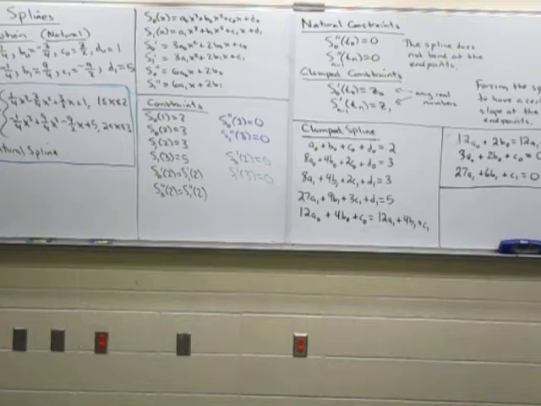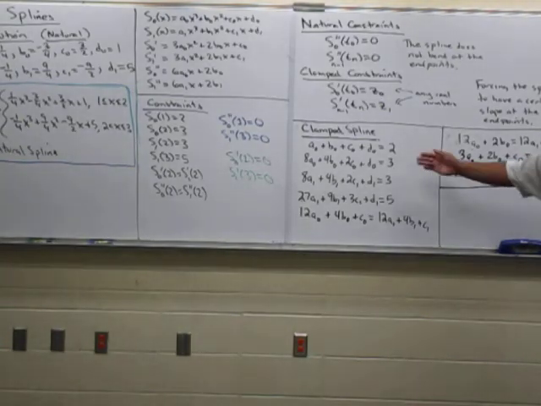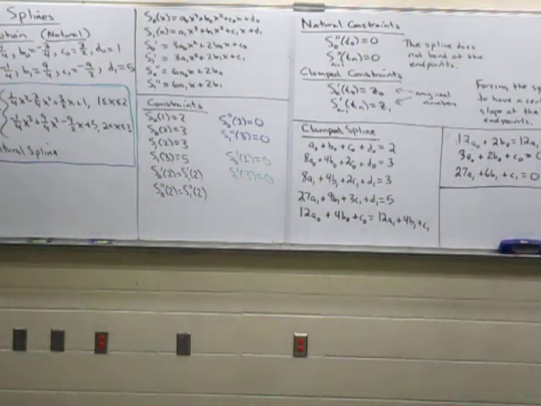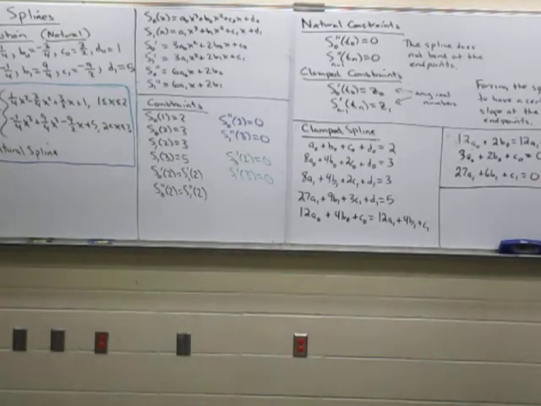I want you guys to notice that none of my other equations are changed, right? So I still have the first 6 equations that I had before. So it's very easy once you have the natural spline typed into your calculator in matrix form. To get the clamp spline, the only thing you have to do is change the last 2 rows of your matrix to mirror what has happened when you go from the natural spline to the clamp spline. So we have different conditions for our last 2 equations right here.